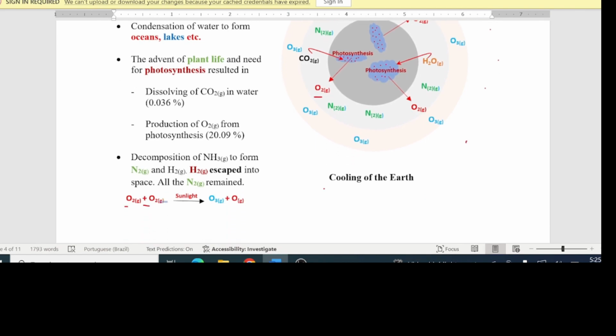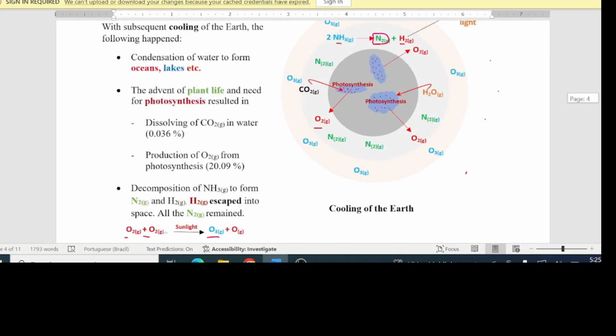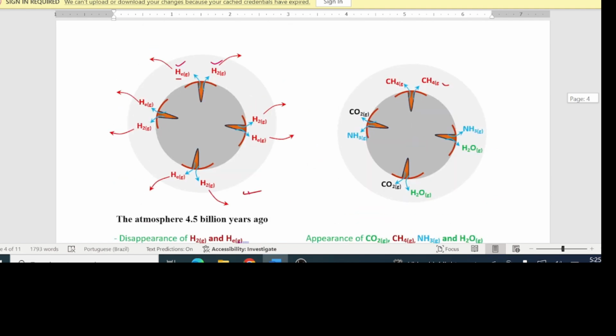Finally, it is believed that an ozone layer was created in a part of the atmosphere that's called the stratosphere. It is believed that oxygen molecules reacted with each other with energy provided by the sunlight to produce ozone molecules. So that was a brief history of the formation of the atmosphere.